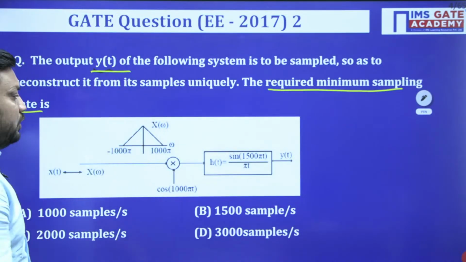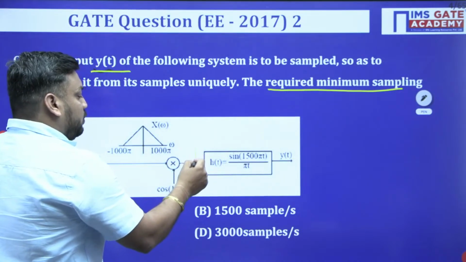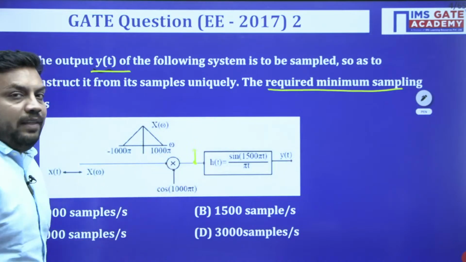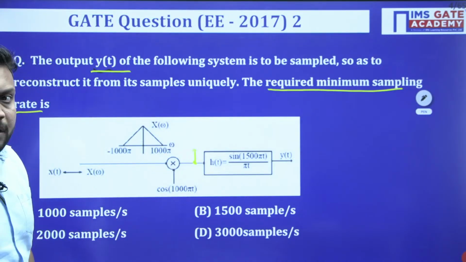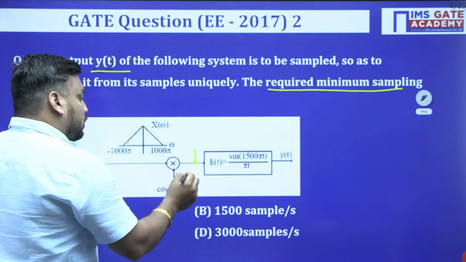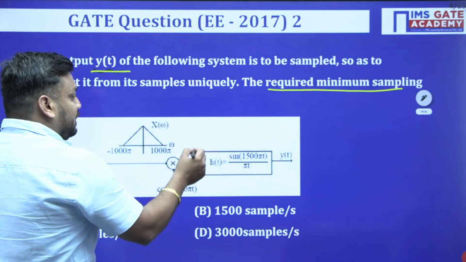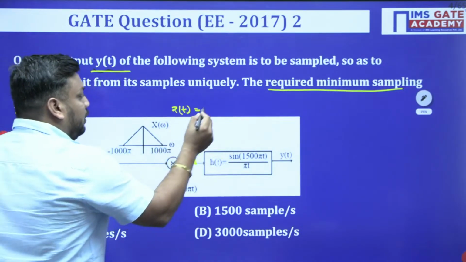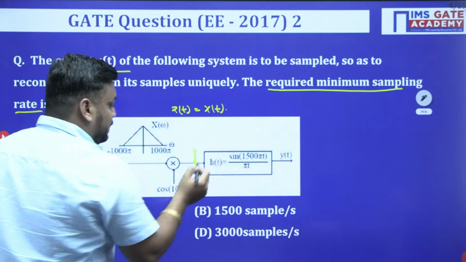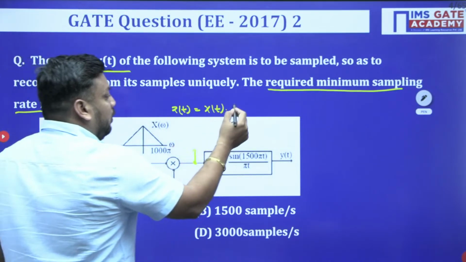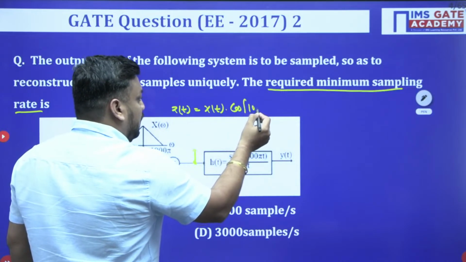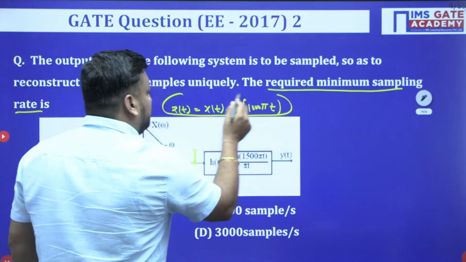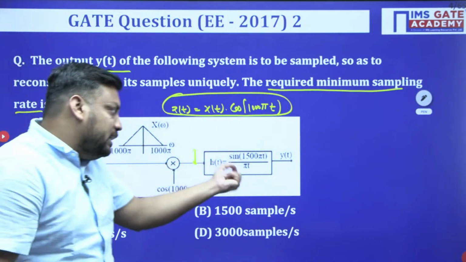First of all, you have to identify what the input signal is. So at this point, whatever signal is coming will work as the input. If I take this signal as z(t), then z(t) is equal to x(t), which is coming from this side, multiplied by cos of 1000 pi t. So this is your actual input, and here h(t) is given to you.